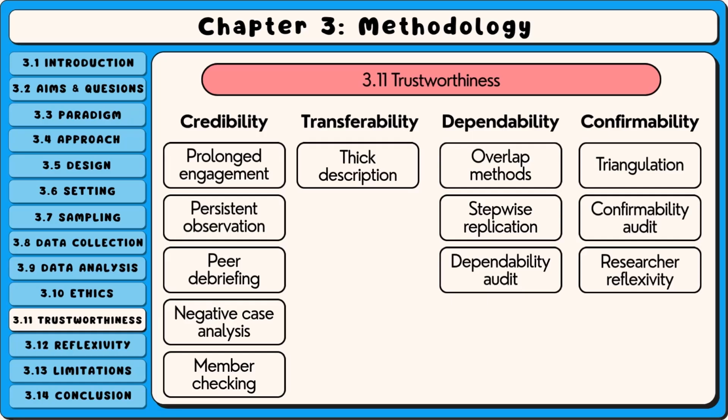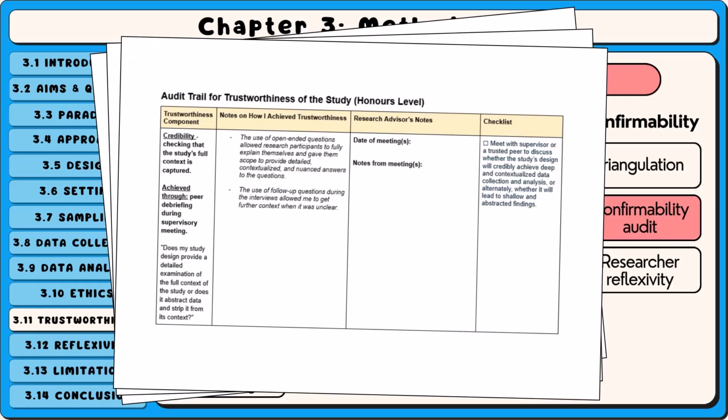There are many different ways that you can demonstrate all four of these factors, but you only need to choose one way to demonstrate each factor. For your honors thesis, I'll walk you through the most straightforward way to cover each element that would apply to the maximum number of people. These are, for credibility, peer debriefing; for transferability, thick description; for dependability, a dependability audit; and for confirmability, a confirmability audit. To do this, you will need an audit trail.